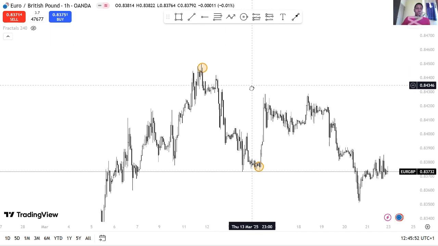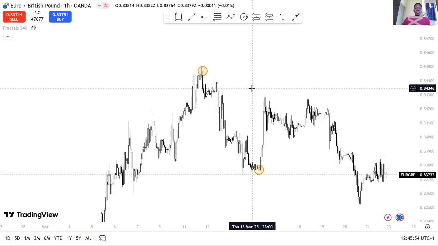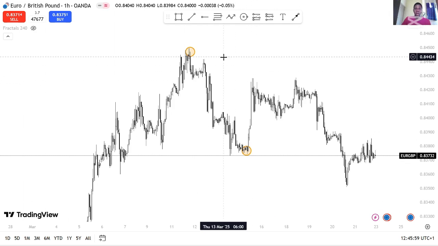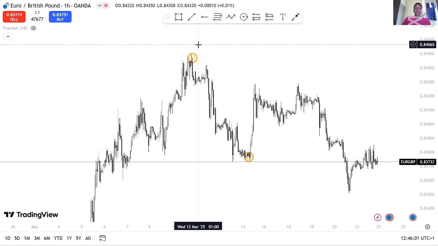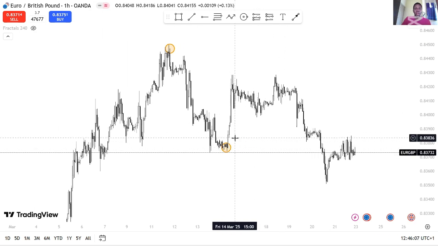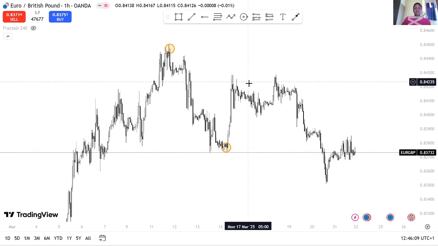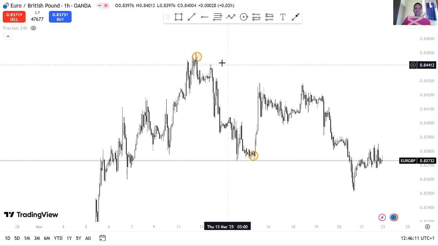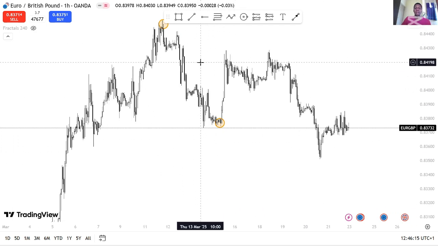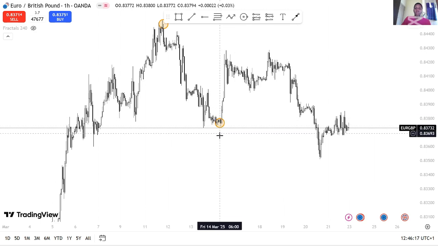So market structure is going to be identifying the lower highs and the lower lows in case of a downtrend. So the lower high is just the extreme point, the highest point in a downtrend before making a push in the other direction. While a lower low is the extreme low in the downtrend before making a push in the other direction. Now we can see here this is the highest point in this downtrend, so it makes it the lower high, and this is the lowest point in this downtrend before making a push in the other direction. This is the lower low.